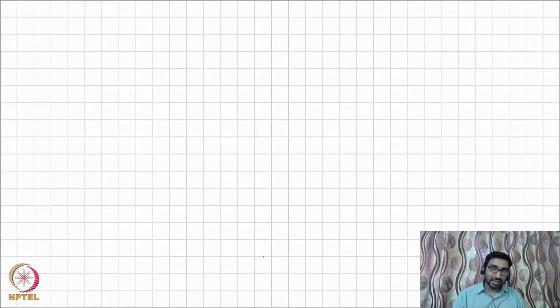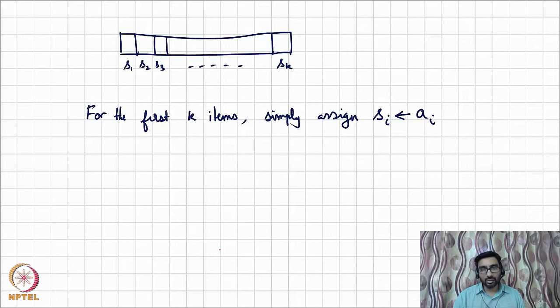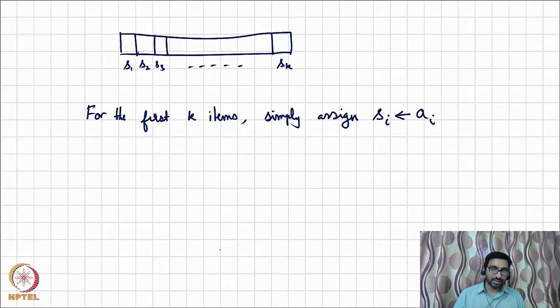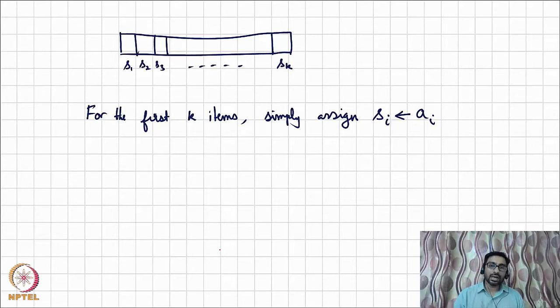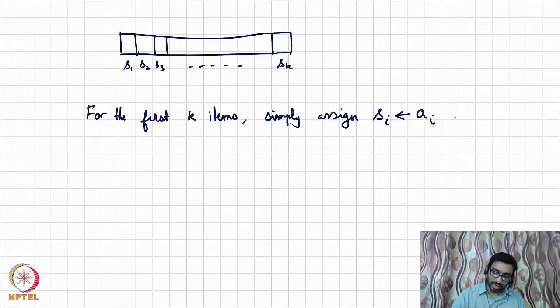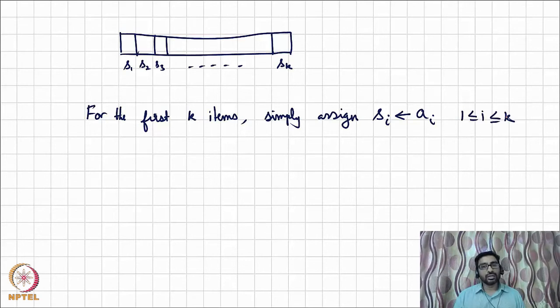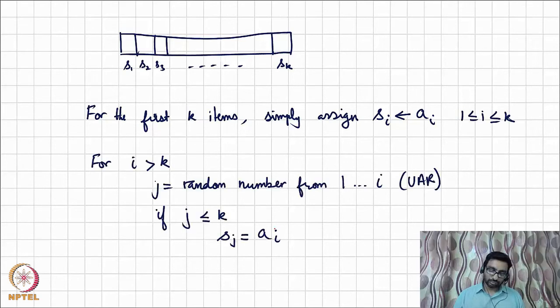Instead of maintaining one memory cell, we maintain k memory cells. These k cells are denoted S1, S2, and so on up to Sk. And for the first k items, you simply assign the item ai, i ranging from 1 to k, to the memory cell Si.